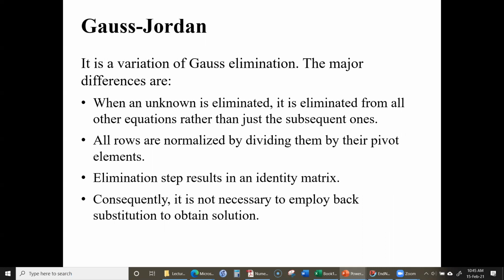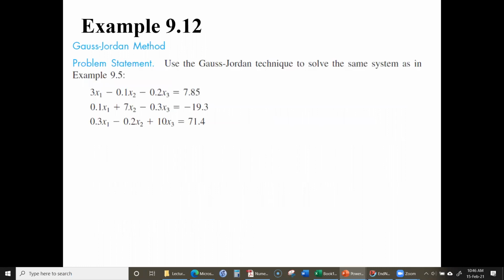So the Gauss-Jordan elimination method is a method in which we use all of these things together, we apply these improvements as a whole, and then we get the solution directly. So we don't have to do the back substitution to get the solution.